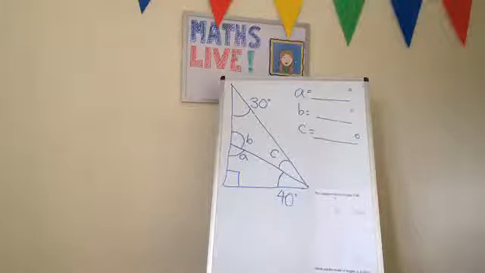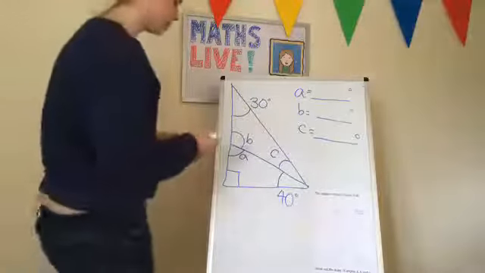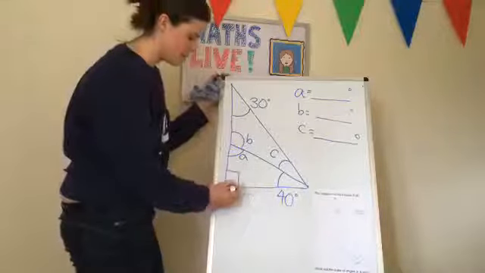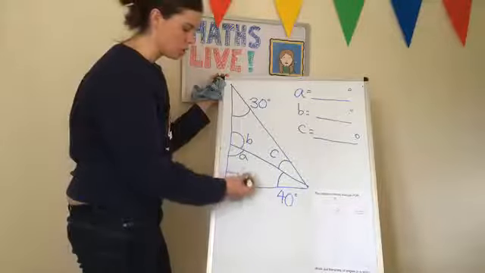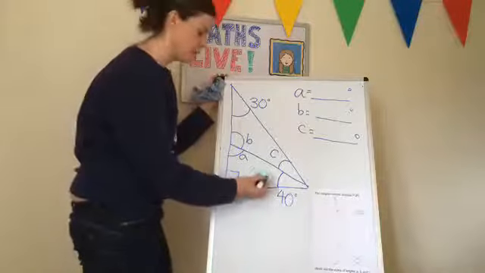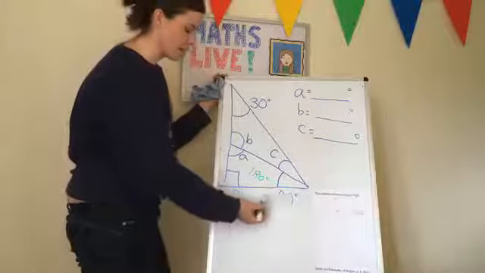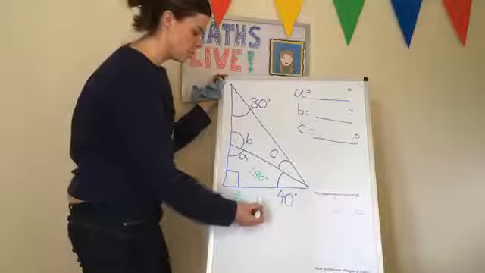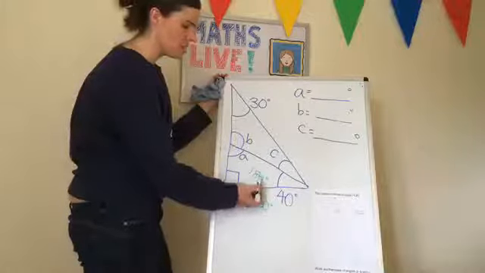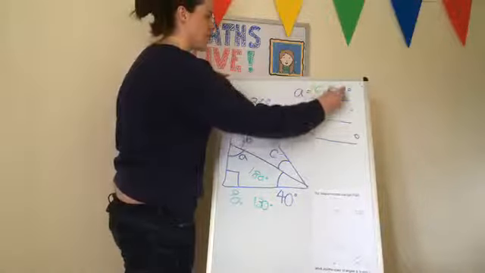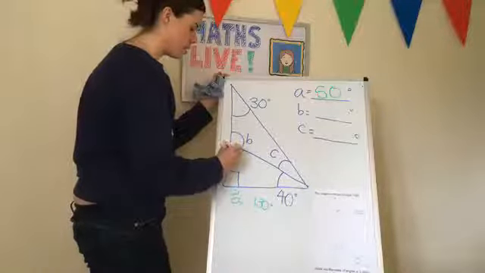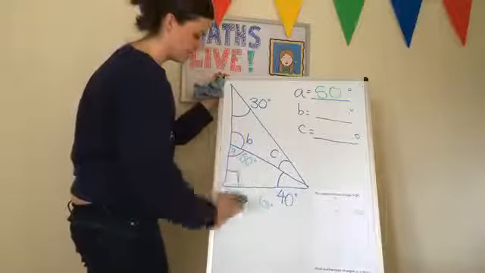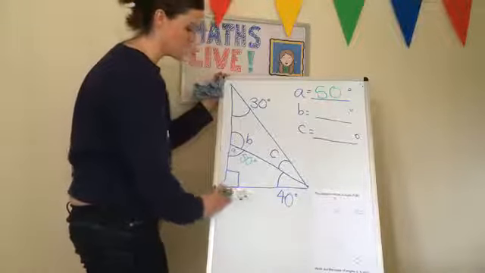Okay, we all think we've got A, so I'll start with A. We know this is 90, and we know that the whole thing must be 180 degrees. So to find out, you add 90 and 40, which is 130. And then to get from 130 to 180, you need to add 50. So A is 50 degrees. That gives us part of the problem, and now we can go on to the next part.